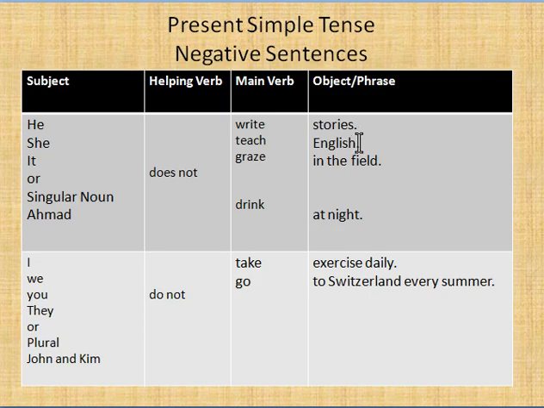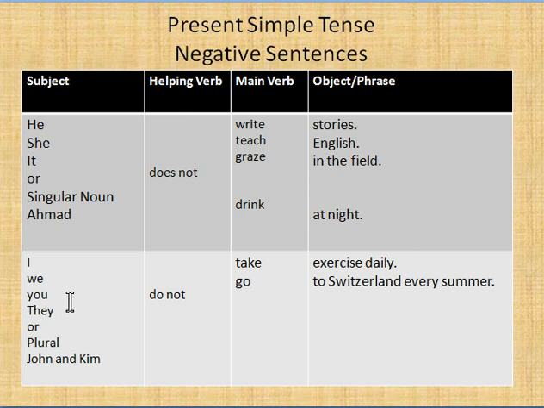In present simple tense, negative sentences are formed by adding does not or do not in sentences. If you have he, she, it or a singular noun in the beginning, then you can add does not. But one thing you shouldn't forget is that we have to remove the s or es that we had added in our affirmative sentences. After that, you can complete the sentence the way I told you, by adding the object or the phrase at the end of the sentence.